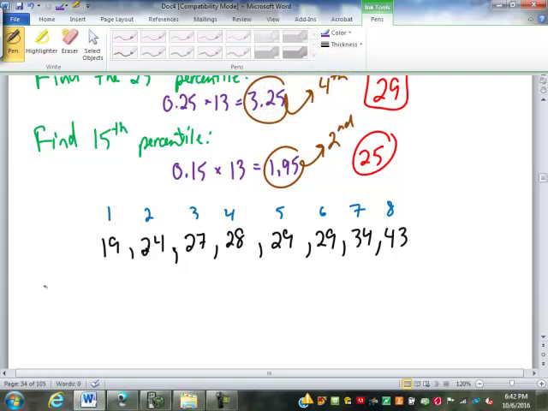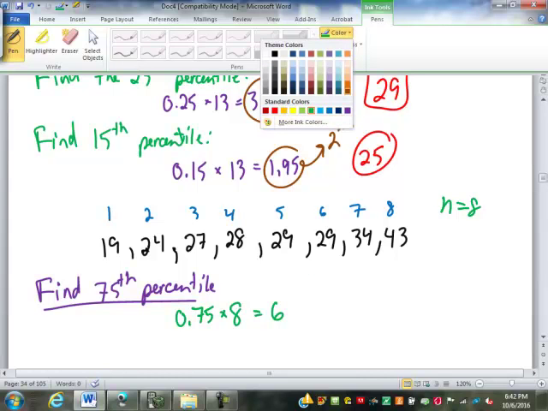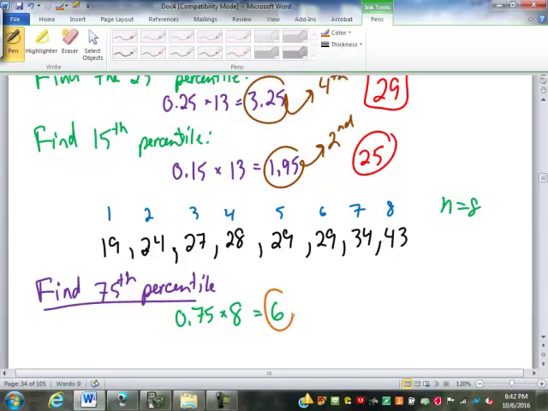Let's say I want to find the 75th percentile here. I'm going to take 0.75 for 75% times what? 8. N equals 8 here. It's going to give me 6. Now, since that is a whole number, what's that tell us?